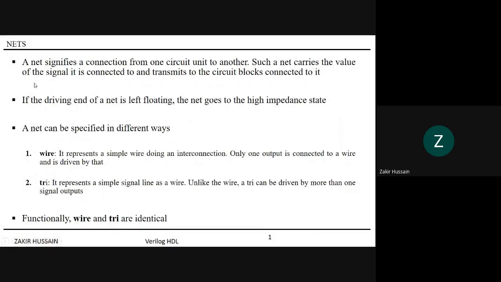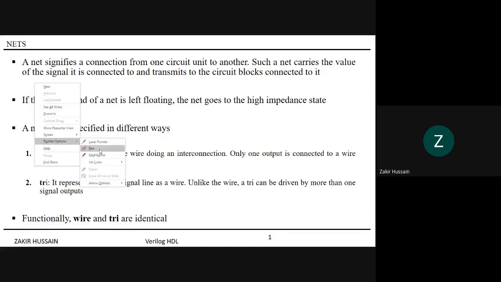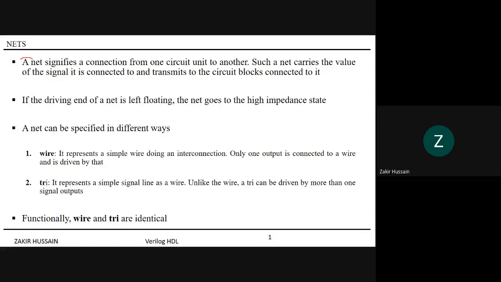So here, basically what is meant by this net? Net signifies the connection from one circuit unit to another circuit unit. So what is the importance of net? This is one circuit unit to another. So that way they are used. How that is practically used, we'll see later on while coding.